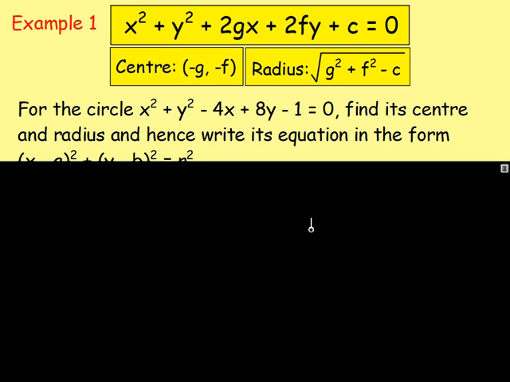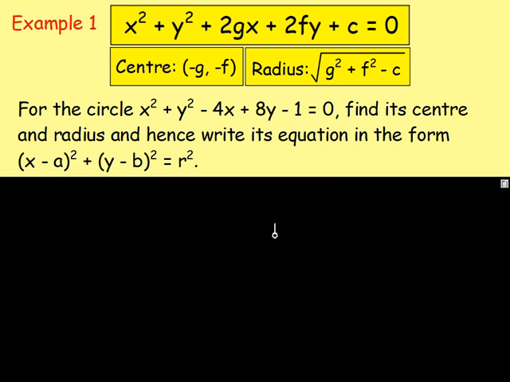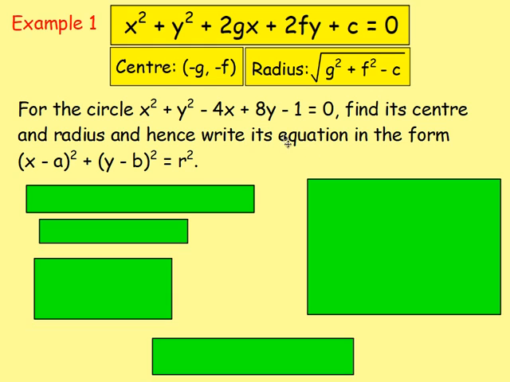So example 1. For the circle x² + y² - 4x + 8y - 1 = 0, find its centre and radius, and then write down the equation in the form (x - a)² + (y - b)² = r². So the first thing to do is to think, right, I've got the general equation of a circle. So first of all, look at the coefficient of x.